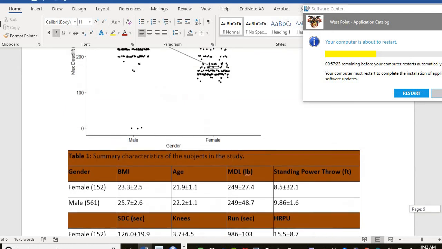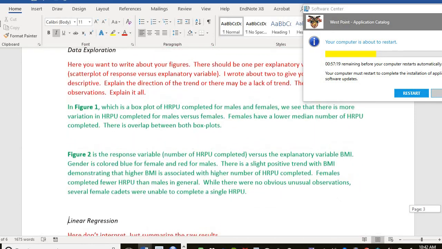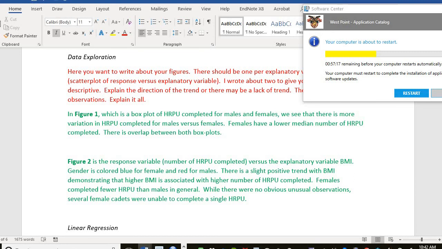And then I describe it. If you notice up here, I describe what it says in the results. In figure 1, blah, blah, blah, blah. Figure 2 is a response variable. There's a slight positive trend with BMI, demonstrating that higher BMI is associated with higher number of push-ups completed. So I describe what I'm seeing to the reader. So the trend, the direction, all of that needs to be explained in there, or that you don't see a trend. Whatever it is you see, describe it. And this is the kind of thing, Koi, that you want to do as a group and say, this is what we see.